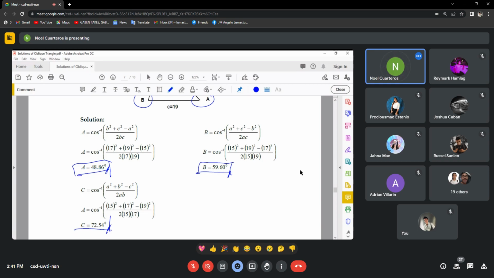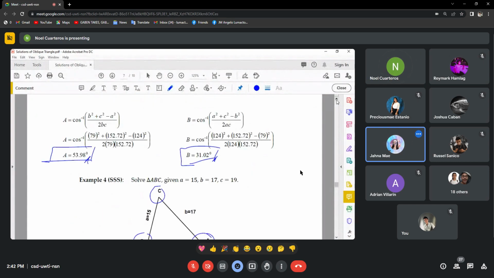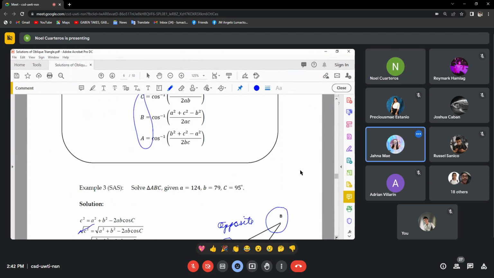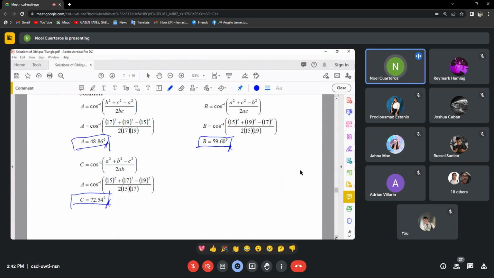Got it? Yes, sir. The formulas come from the table. Okay, sir, we understand, thank you. Do you have any questions or clarifications?